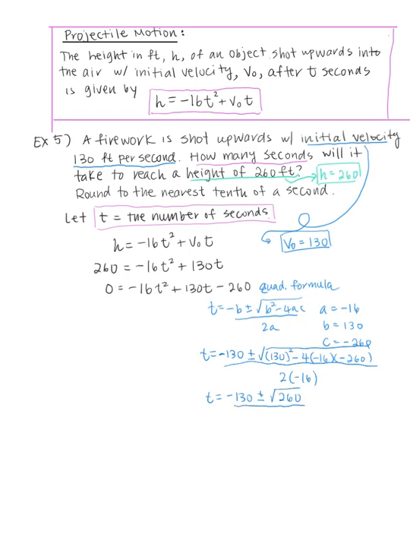Now, the whole thing is divided by 2 times negative 16, which is negative 32. All right, so now let's split up the t. We got either t equals negative 130 plus the square root of 260, whole thing over negative 32, or t is going to be negative 130 minus the square root of 260, whole thing divided by negative 32. So here, oh goodness, let's use the calculator to get two values for t.